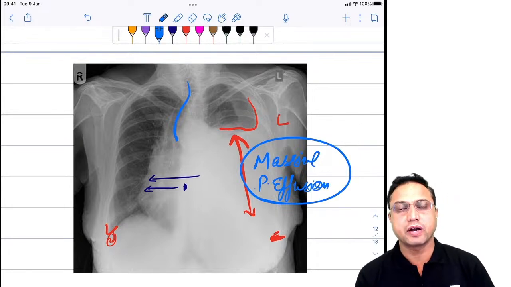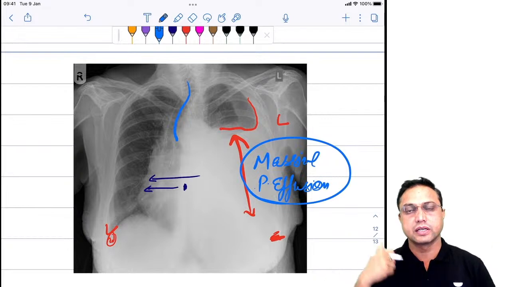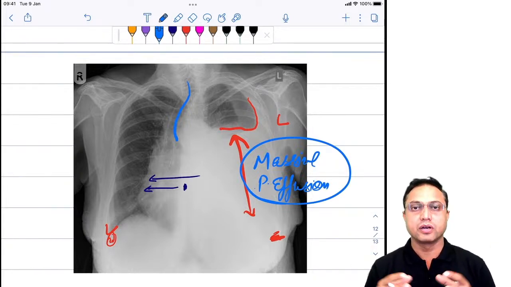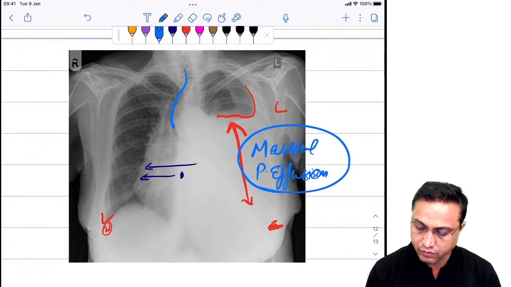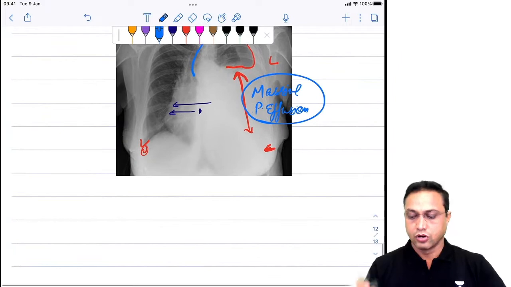So guys, you should be smart enough to recall your knowledge of radiology. That's why at the start of the class I told you that I am going to discuss this topic where you have to have a grip on your radiological knowledge. This is the important one where you have to have a grip on the interpretation of chest x-rays. Now let's proceed further.